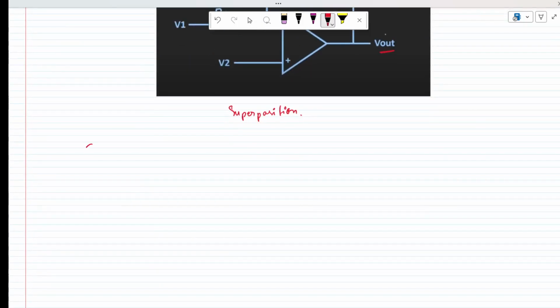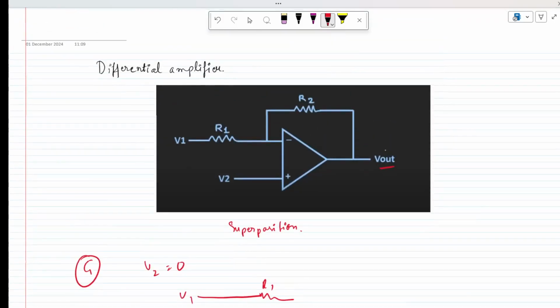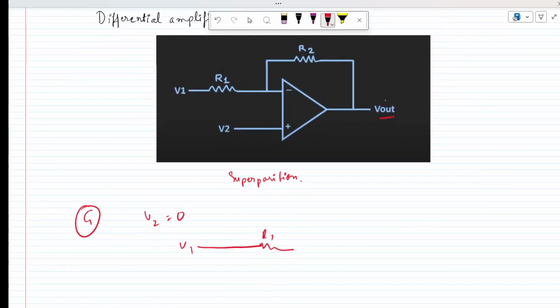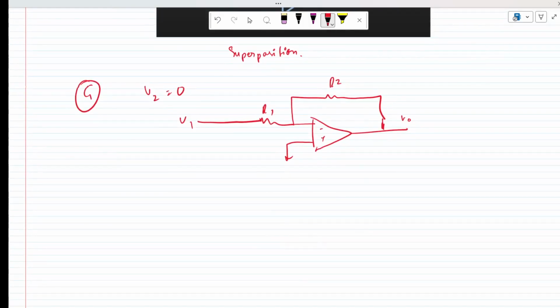Let's consider case 1 when V2 is equal to 0. So we have V1 over here. Let me just quickly draw it. Resistance R1, this R2, and this is basically grounded and this is our output. So let's see what the value of the output is going to be.